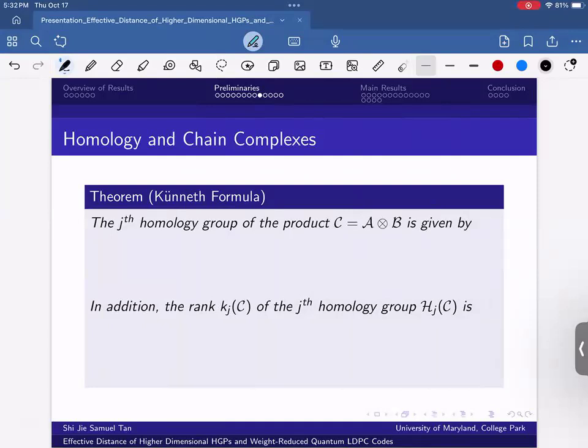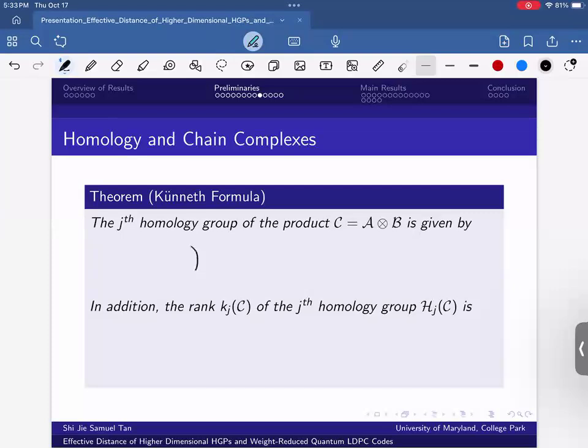This is the Künneth formula, because after you have a tensor product complex, you want to understand what the homology group is. And as we mentioned previously, the homology group is important because it directly gives you the logical operators. And then the dimension of the homology group also tells you the number of logical qubits that come out from a new code that you obtain from taking the tensor product of the complexes.